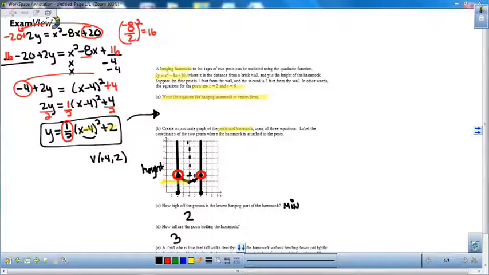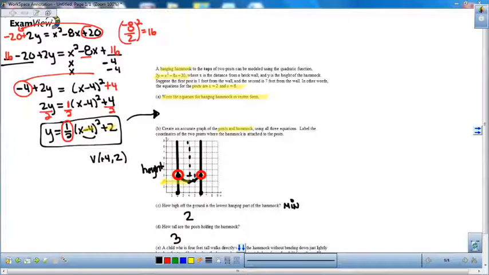Part E says a child who is 4 feet tall walks directly under the hammock without bending down, just slightly brushes the top of her head to the hammock. Approximately how far is the child from the wall? Okay, so you have a child working for part E.